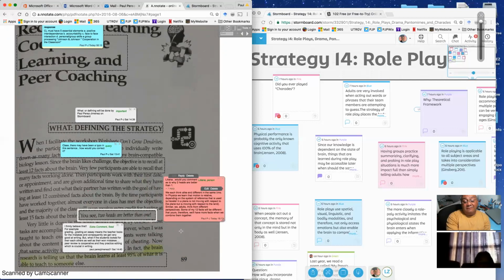But I, as a teacher, this is a great tool to be able to actually put in a name and say, Johnny, could you please respond to this? Or maybe if we open it to everybody, you all will have something different to look at. Here's an extra comment that I put in at the bottom. It says, in fact, the brain research is telling us that the brain learns at least 95% of what it is able to teach to someone else.